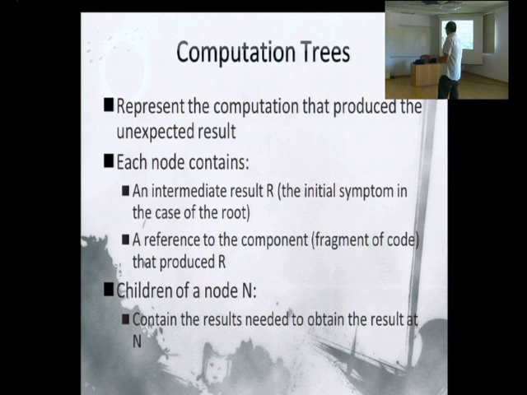And, well, there is some relation between parent and children. The children of a node N must contain the intermediate results needed to obtain the result at N. The results that were used by the parent. Yes? You said you were doing black box testing.